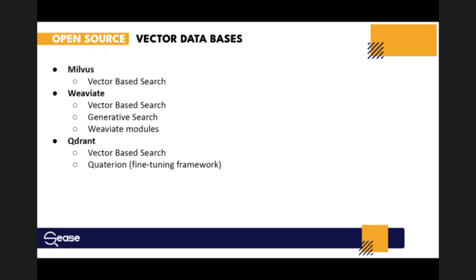From the perspective of vector databases, there are various players in the open source landscape. I would like to quote here Milvus, which offers vector-based search; Weaviate, which offers both vector-based search and generative search, so retrieval augmented generation, and various Weaviate modules, which are sort of plugins that you can use for implementing various integrations; and Qdrant, which offers vector-based search, and Quaterion, which is a fine-tuning framework. So it gives you the ability of fine-tuning your large language models.